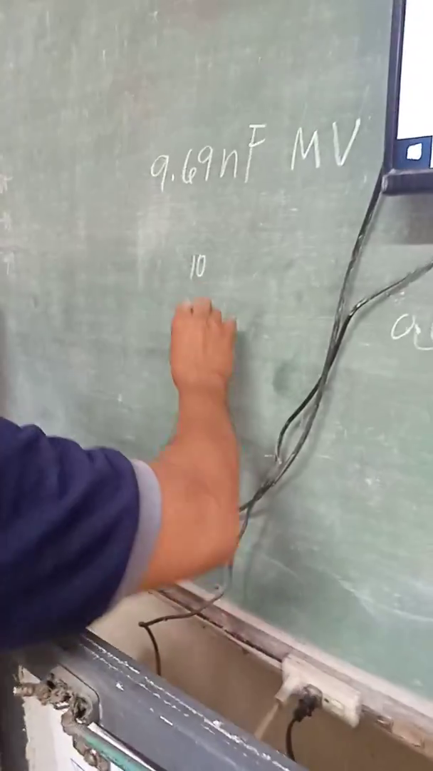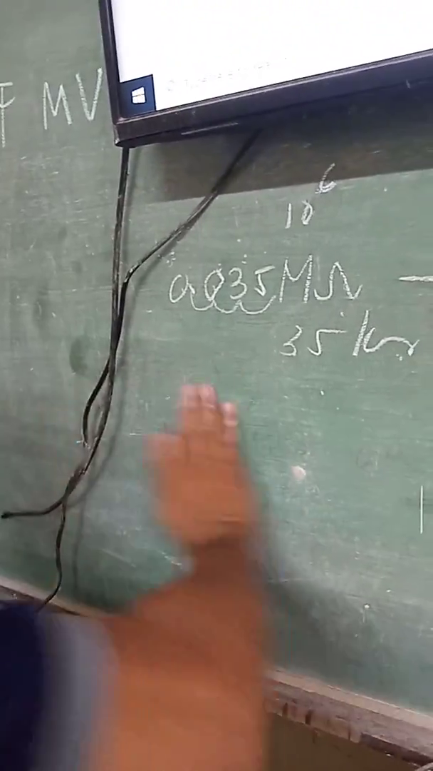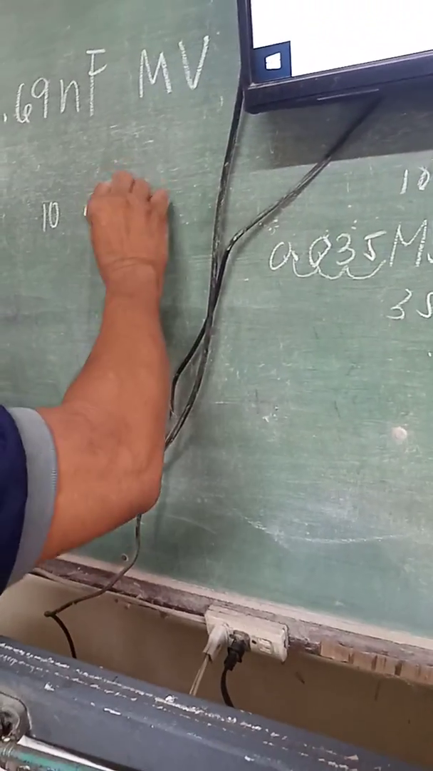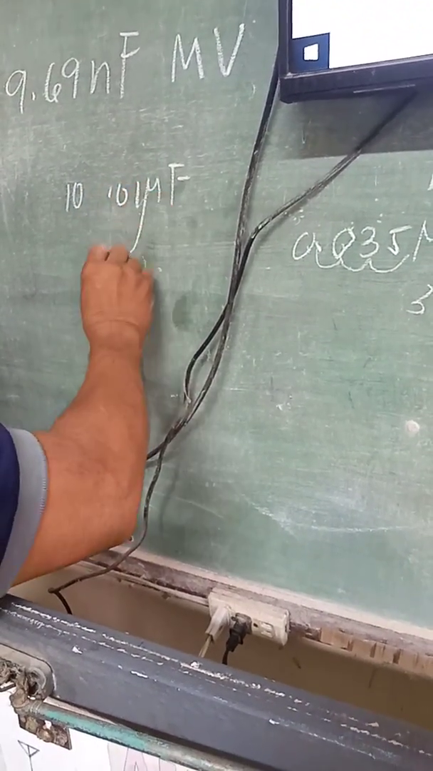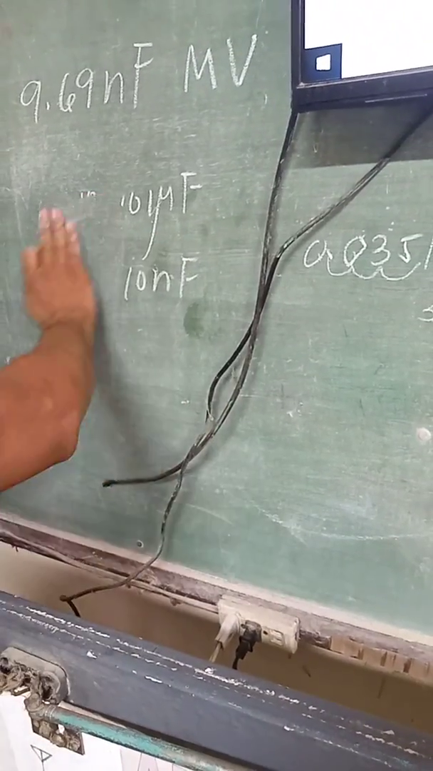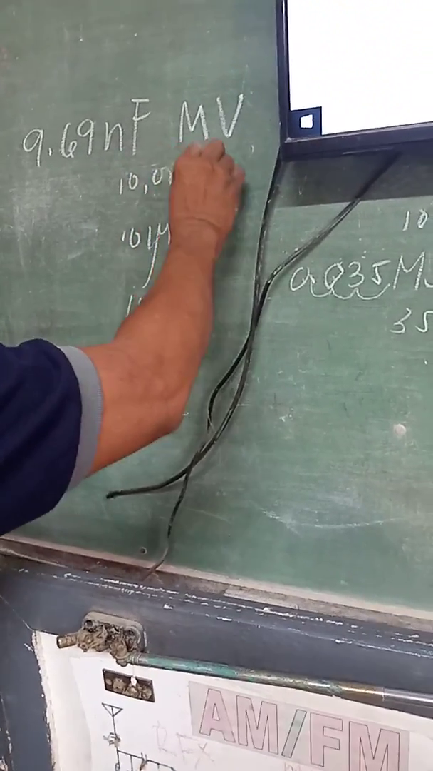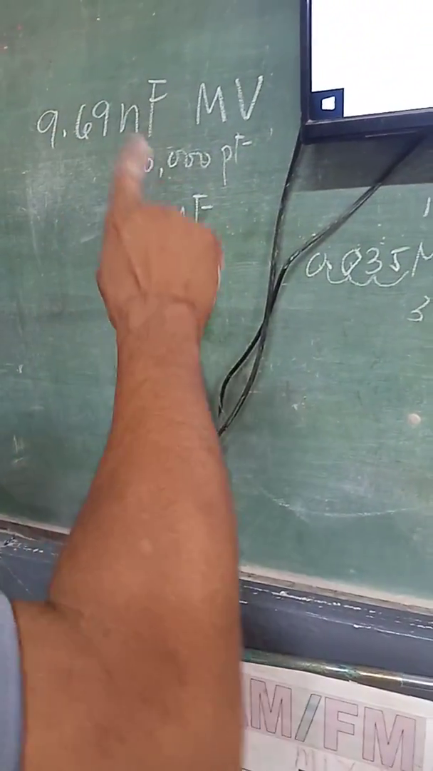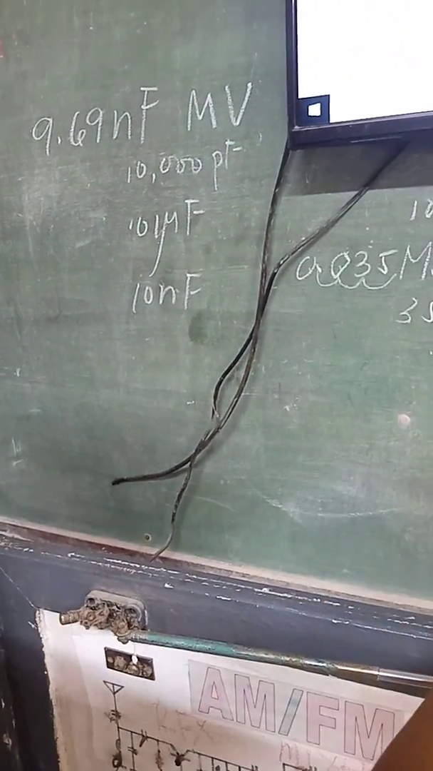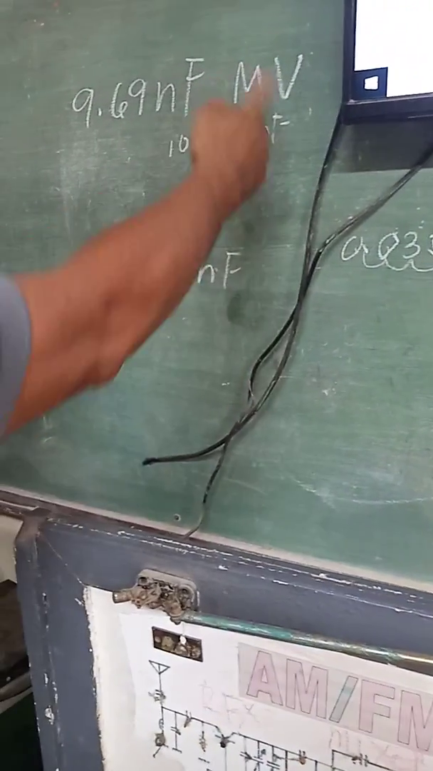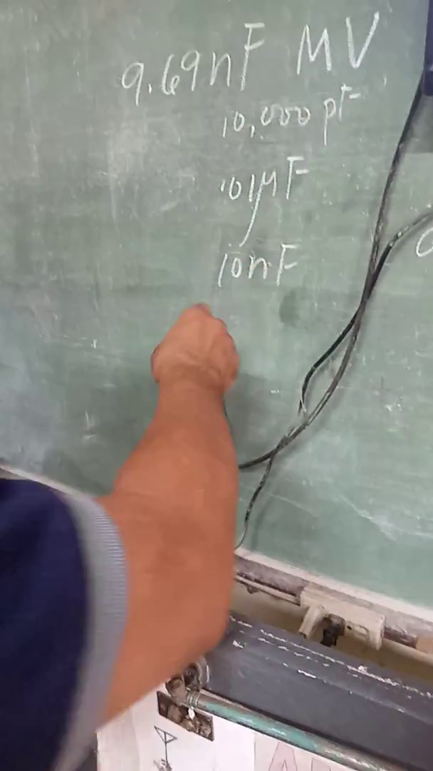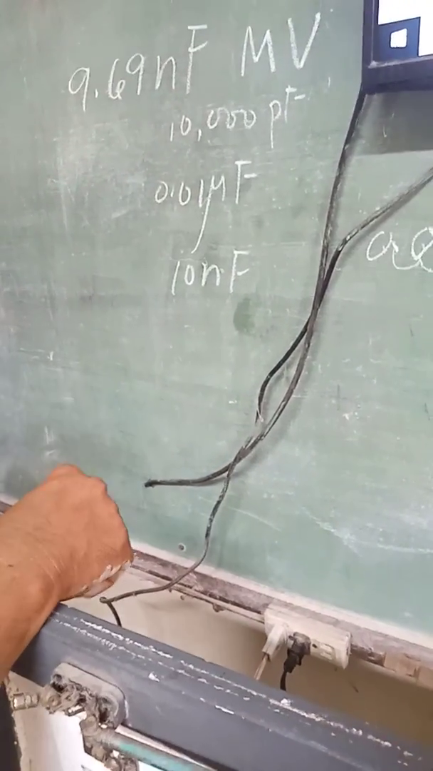The coded value here is 103. 103 is 0.01 microfarad or 10 nanofarad, from 10,000 picofarad, because when we convert 103, the result is 10,000 picofarad. We need to convert it into micro or nano because we are looking for the least number of digits.